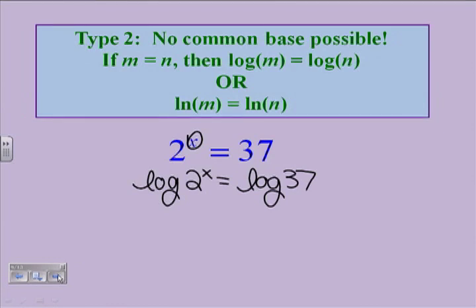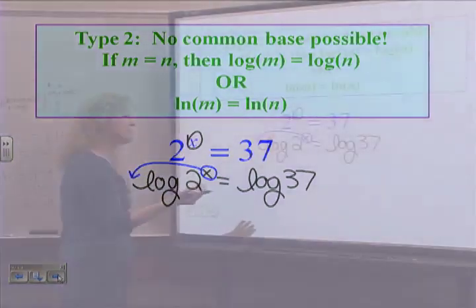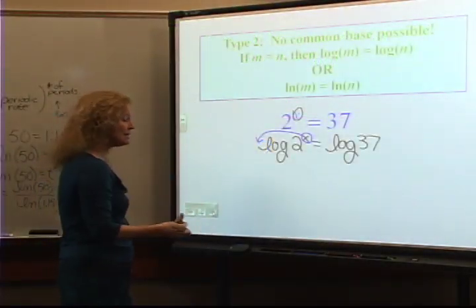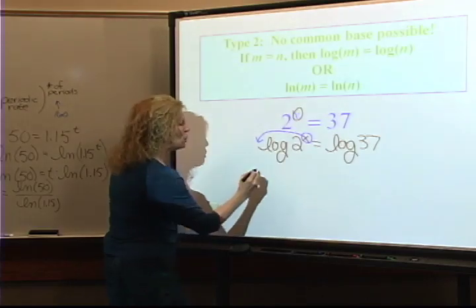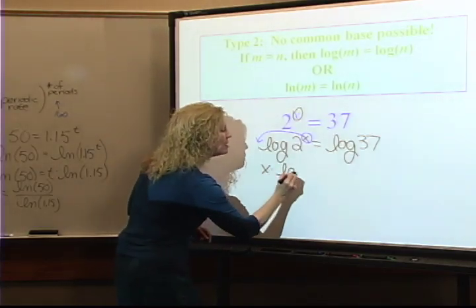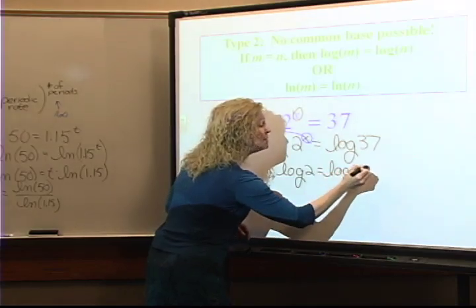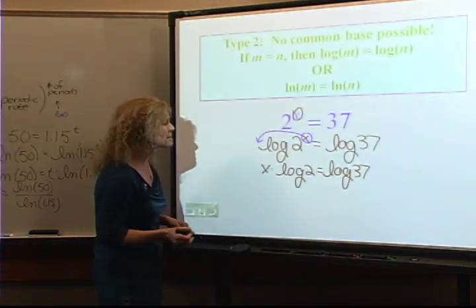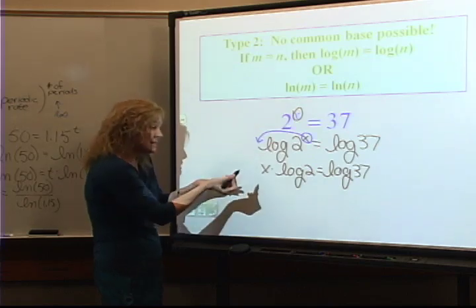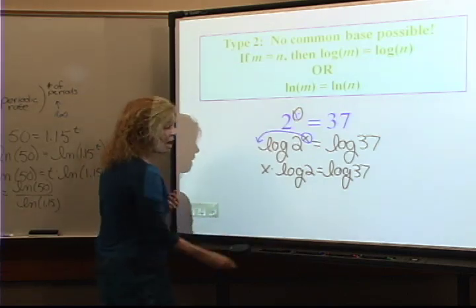Okay, with that in mind then, I get to use this property, which is the entire reason we bring out the logs. Because that x gets to be pulled down in the front as a multiplier. And so we get x times log of 2 is equal to log of 37. And as grotesque as those are, I just now have to divide. Okay?